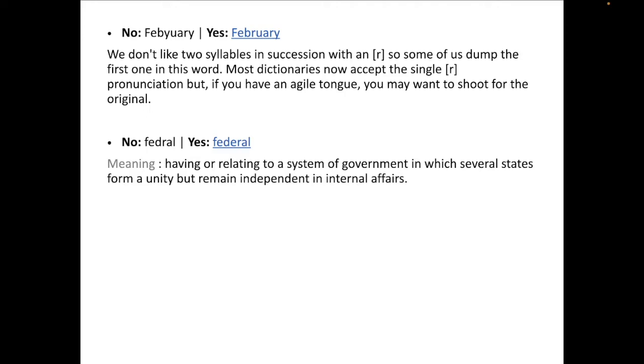The next word is federal. It is not federal, it is federal. What is the meaning? The meaning is having or relating to a system of government in which several states form a unity but remain independent in internal affairs.